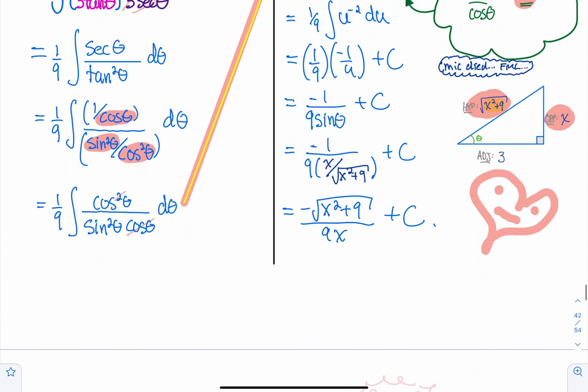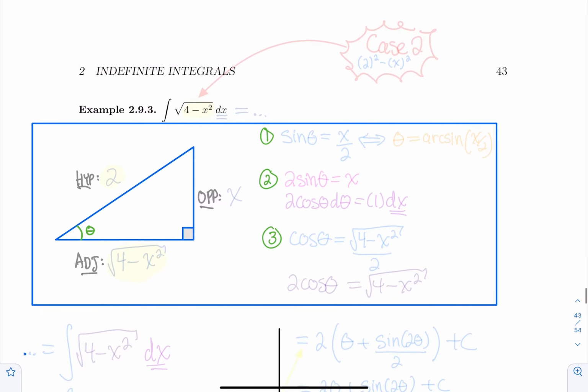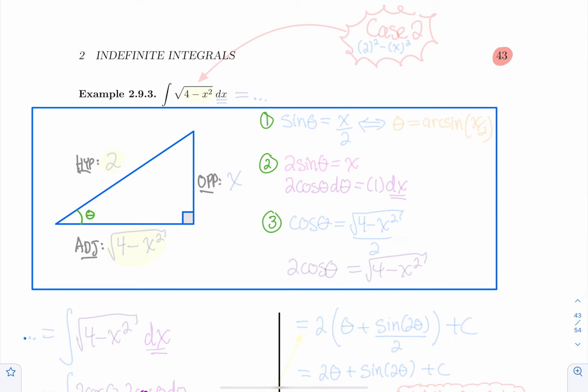All right, let's do an example. Let's integrate the square root of 4 minus x squared. Again, if you try a substitution, it's not going to work here. The inside of the square root gives you a derivative which is minus 2x, a multiple of x that you don't have. So substitutions won't work.